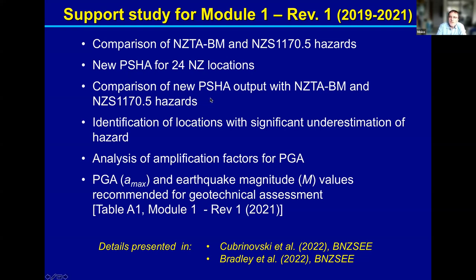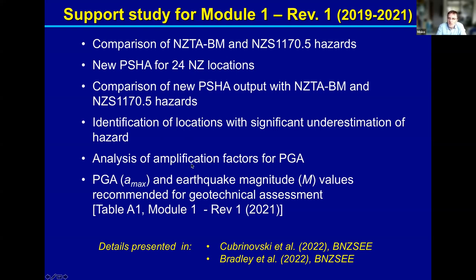Then we compared the results from the site-specific probabilistic seismic hazard analysis, now site-specific to 24 locations. That output was compared with the hazard presented in the NZTA Bridge Manual and in NZS 1170. We identified locations with significant underestimation of hazard, meaning the site-specific hazard was providing much higher values than NZTA and NZS 1170 were providing. And then we considered some unification.